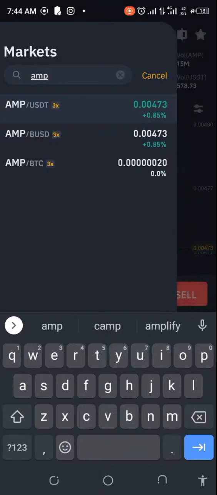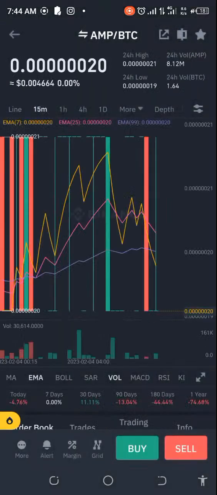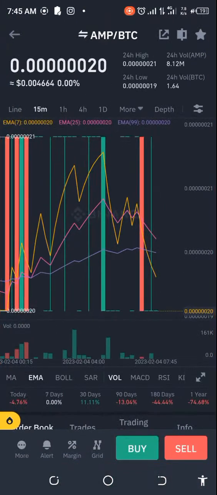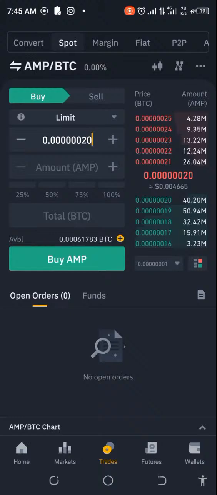Okay, we'll choose the one for BTC and just see. Okay, so we check and see. Okay, all-time low is 19, all-time high is 20. So let's just choose 0.0020. Let's choose that. Let's hope that that works.